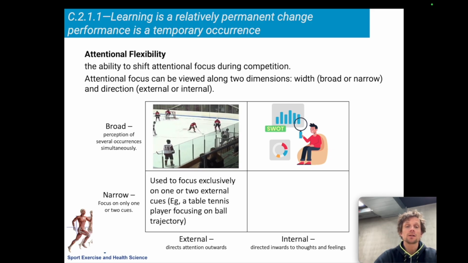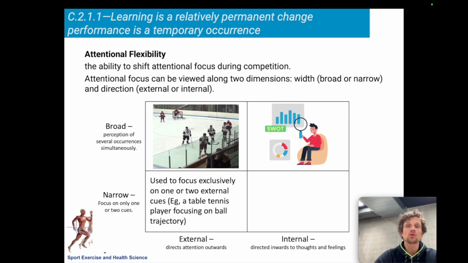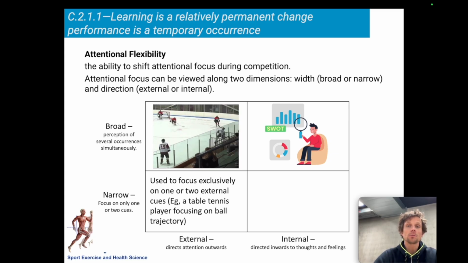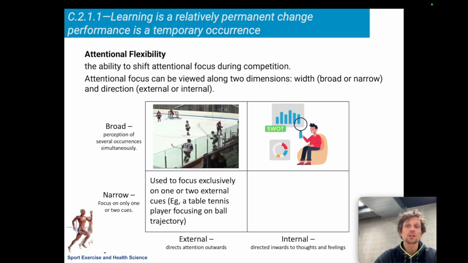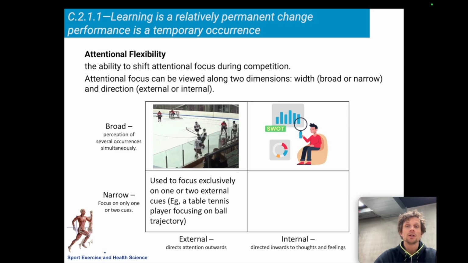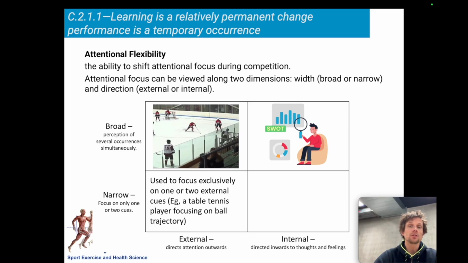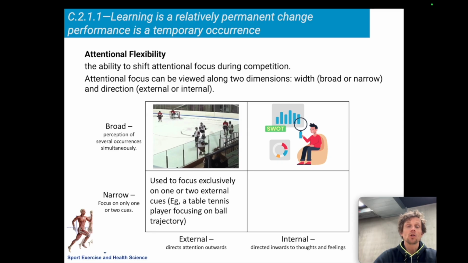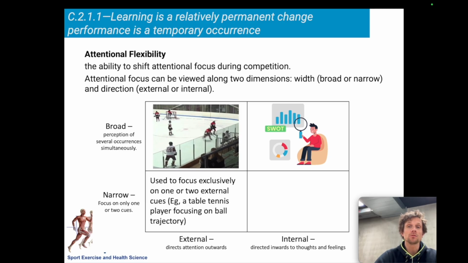Next up, let's consider a narrow external focus. So this is where we see the focus being devoted exclusively towards one or two detailed external cues. An example of this could be a table tennis player focusing on the details of a ball's trajectory during a competition. These things that they might focus on might be the trajectory, the velocity, and the spin of the ball. All things which are going to be really important when planning the return of that ball.